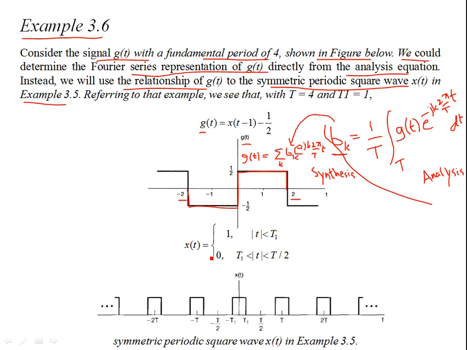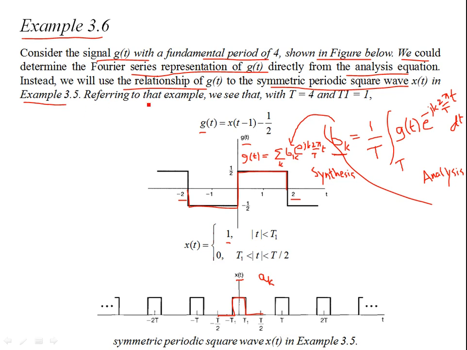which we have already seen in example 3.5, and for which this is x(t). By definition x(t) is 1 for -T1 to +T1, and 0 otherwise. This is again periodic with period capital T. We know what the Fourier series coefficients a_k are; in the last video you saw how we determined them. Now the idea is, instead of directly employing the analysis equation, let's exploit the relationship between g(t) and x(t), and see how we can use the Fourier series property to our convenience.